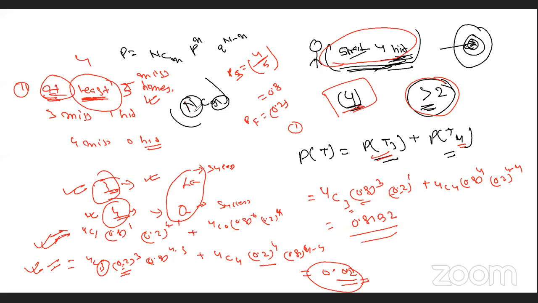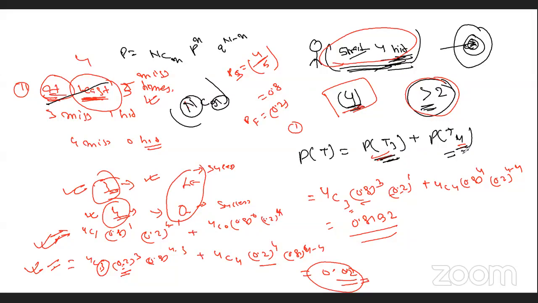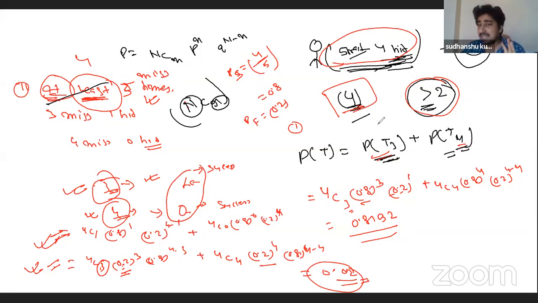Yeah. So when I say at least three, what does it mean? At least three means 3 or 4. So the total number of experiments which I am going to perform is equal to 4. In total, how many chances am I going to give you? I will give you 4 chances.